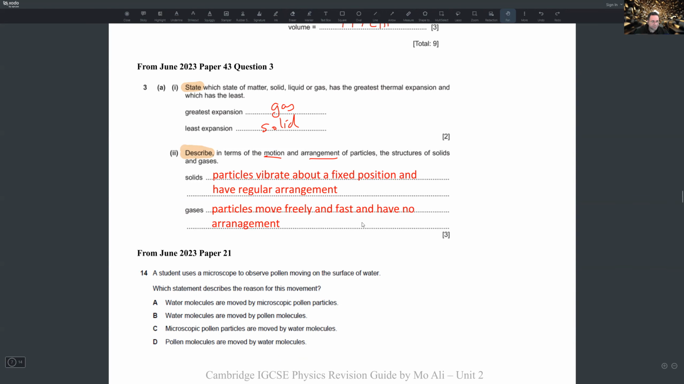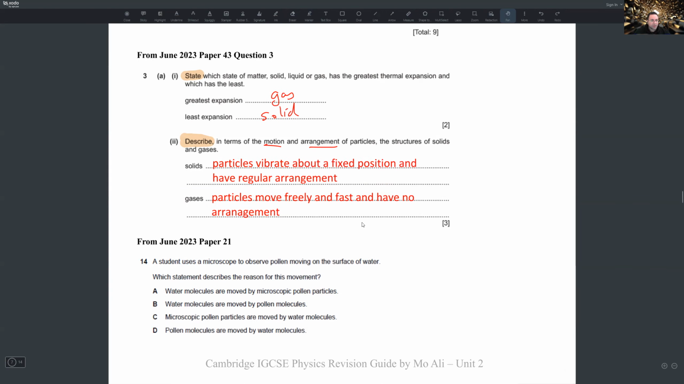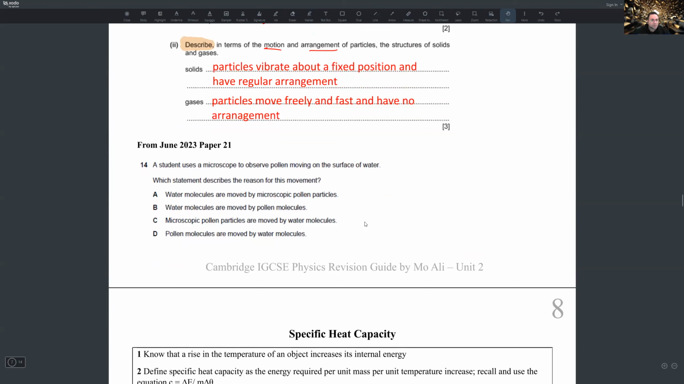Okay? Next. A student uses a microscope to observe pollen moving on the surface of water. Which statement describes the reason for this movement? What's this? Microscope, pollen, so this is Brownian motion. Well, the water molecules are moved by microscopic pollen particles. Is the water moved by pollen? No. The pollen is moved by water.